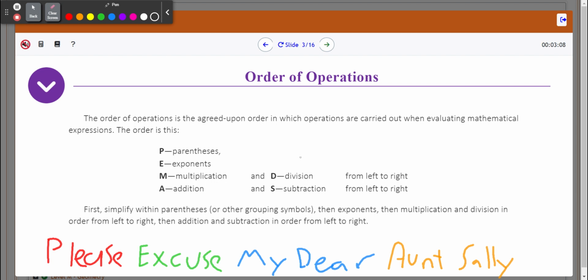Same with addition and subtraction. Addition and subtraction are equal. One does not come before the other. The way you determine it is, again, from left to right.